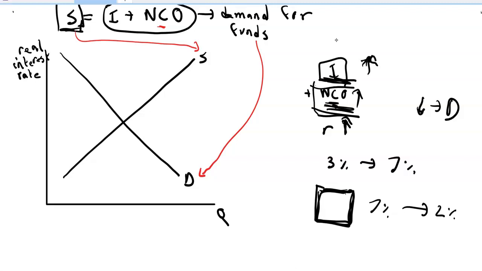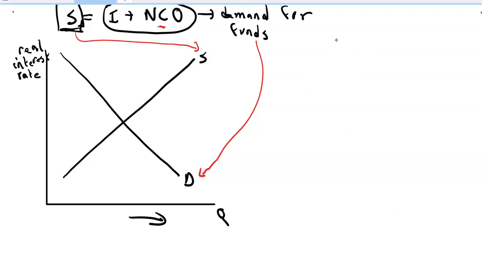And so since both are going up, we can see quantity demanded going up, so we are moving to the right. So let's look at this part a little bit. Why is I plus NCO downward sloping?